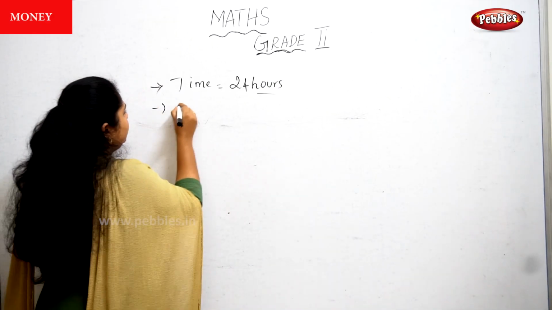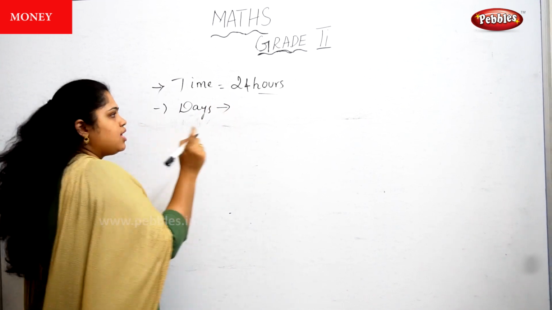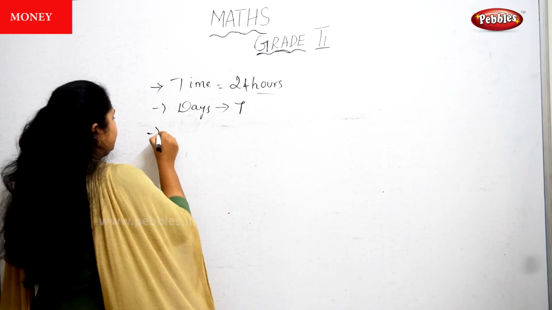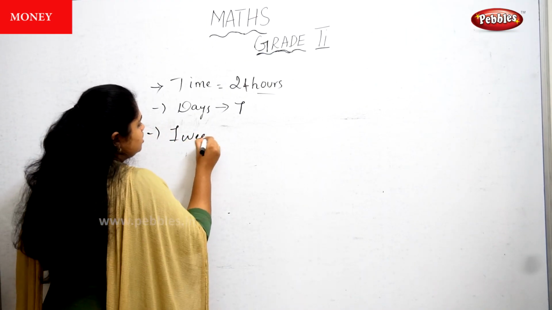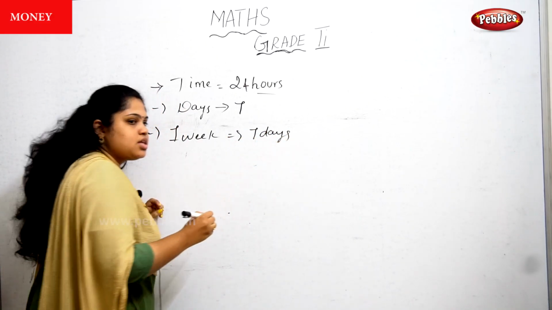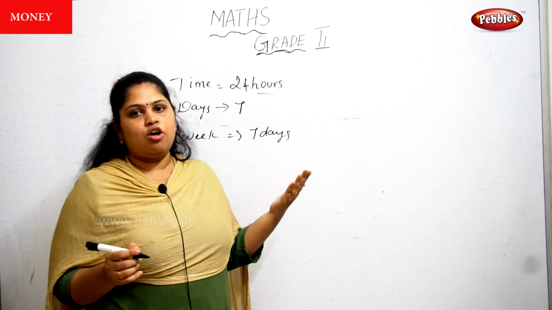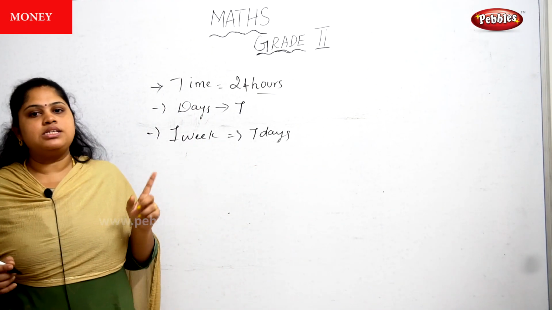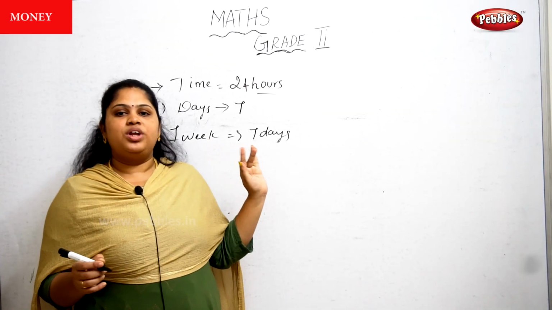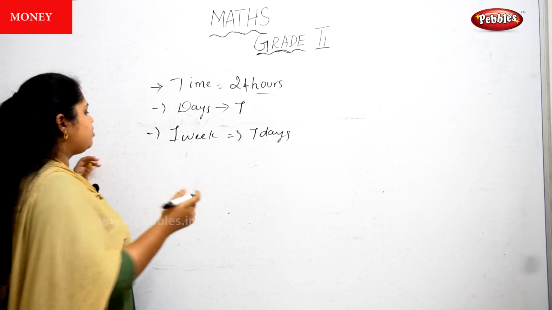We have already seen about the days. How many days in a week? 7 days in a week. 1 week is equal to 7 days. Which day will be the first day of the week? Sunday is the first day of the week, isn't it? Sunday, Monday, Tuesday, Wednesday, Thursday, Friday, Saturday, isn't it? So there are 7 days.